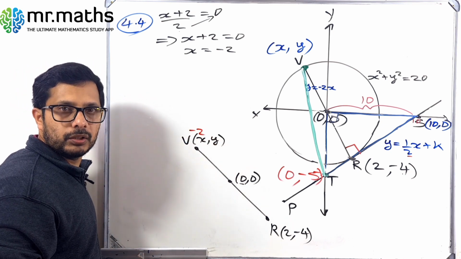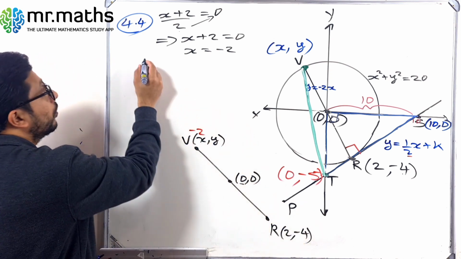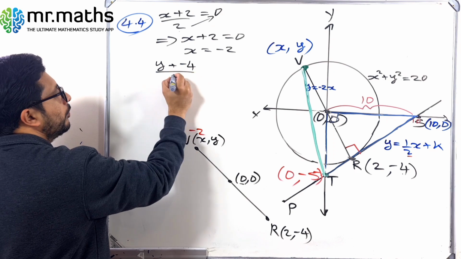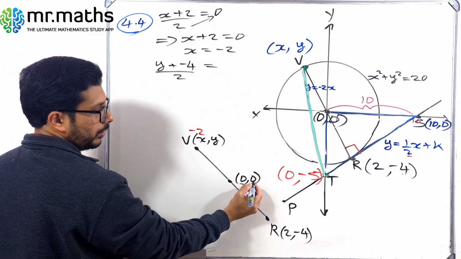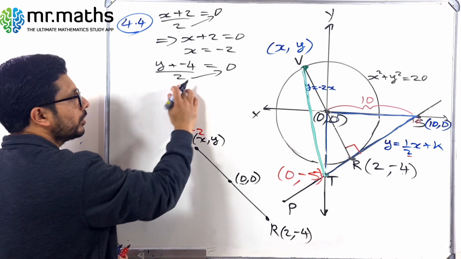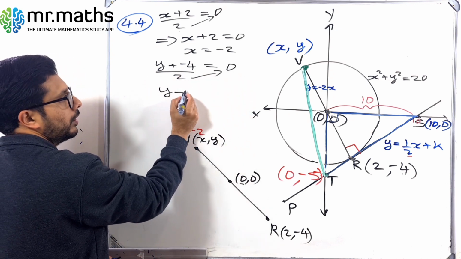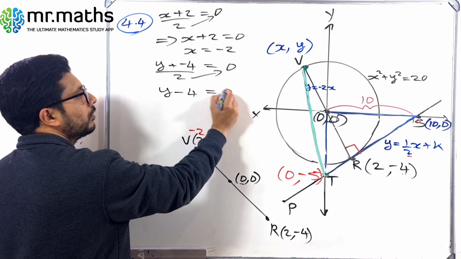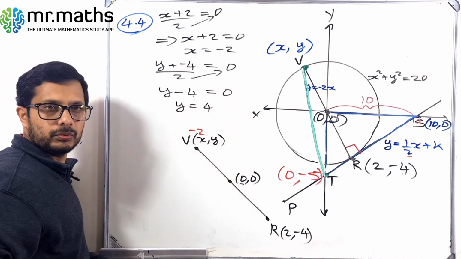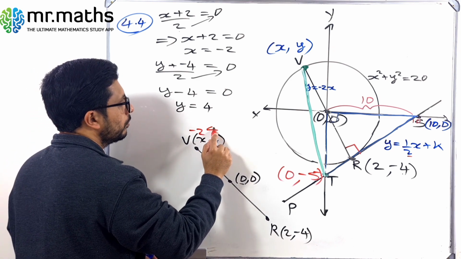Now we have to find the y value. Same midpoint formula. y plus minus 4 divided by 2, and what is the midpoint? 0. Cross multiply, same method. 2 times 0 is 0. So plus minus is minus. So y minus 4 is equal to 0. So what is y? y is equal to positive 4. So here the y value is positive 4.